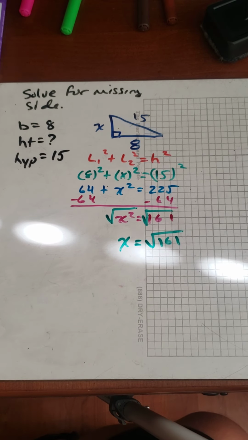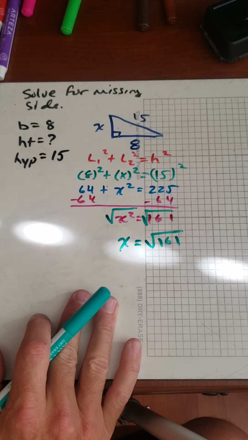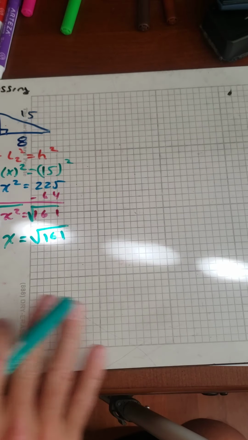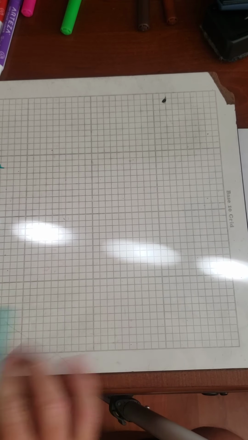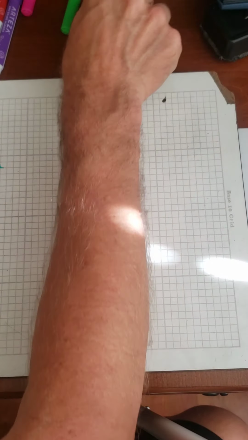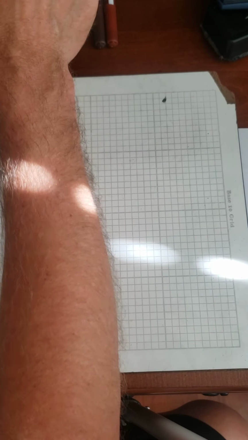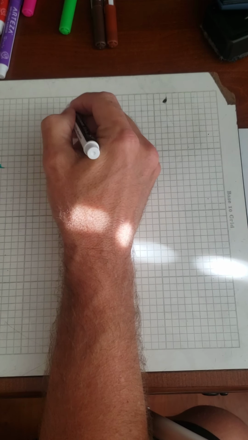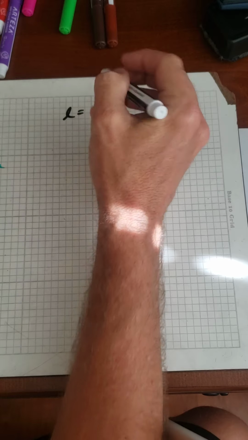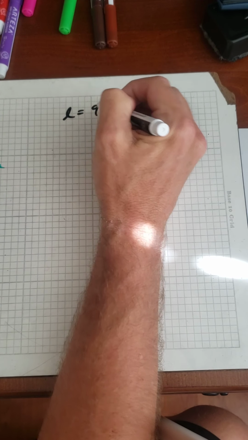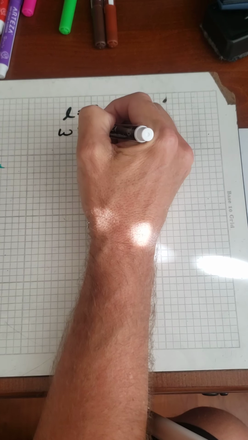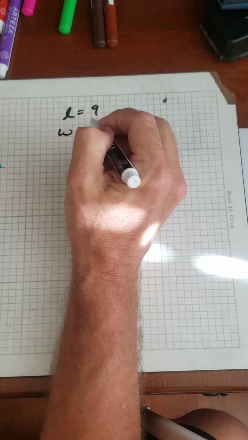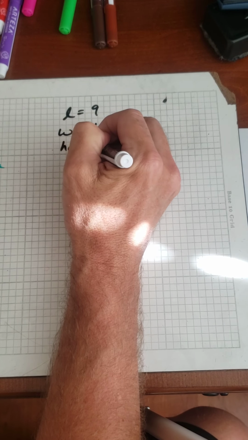Okay? All right, let's do one more here, just so you get some practice seeing it done, and then we'll go to the fun stuff, which are the real world problems. So let's go with my length equals 9, my width equals 11, and what's the hypotenuse?